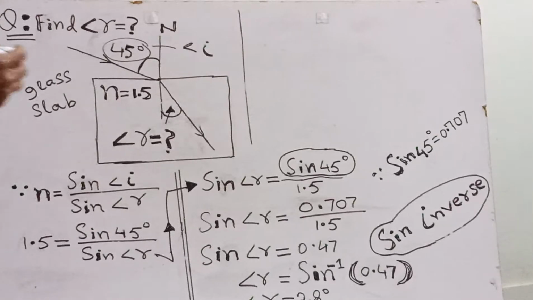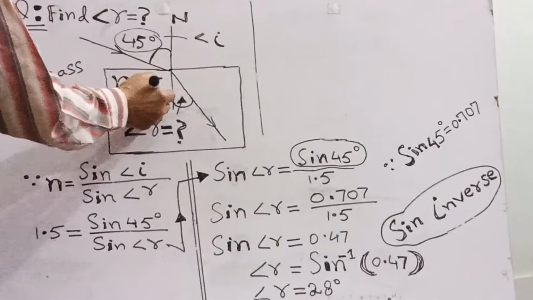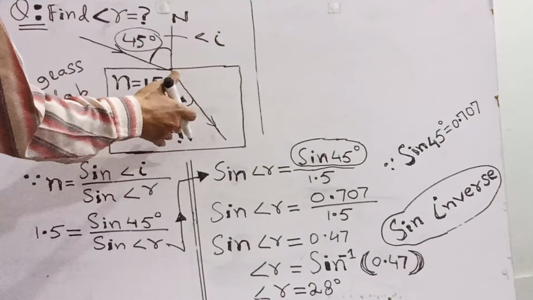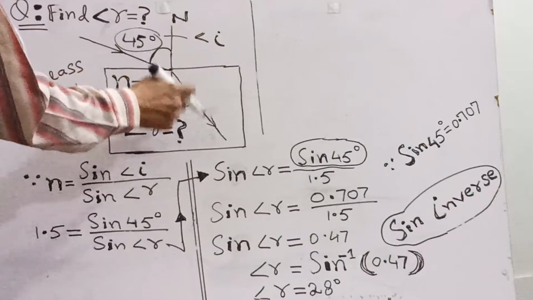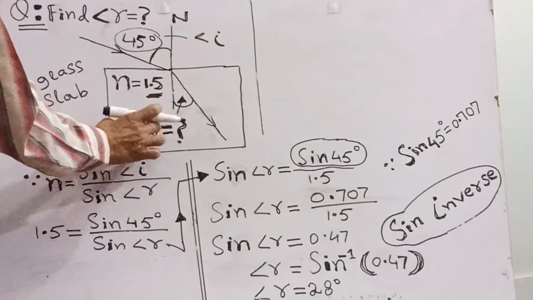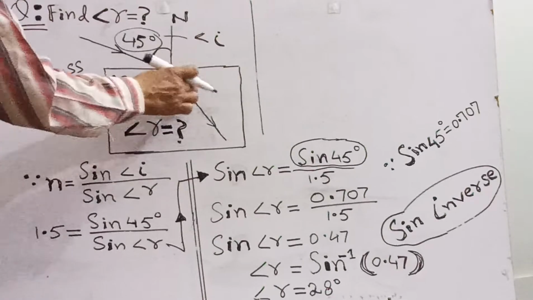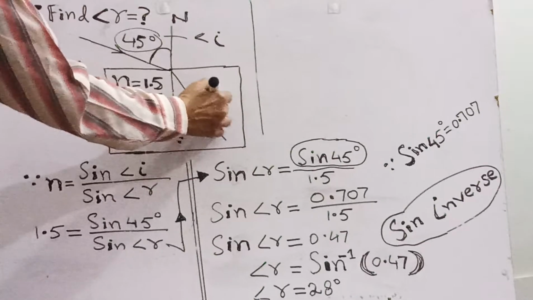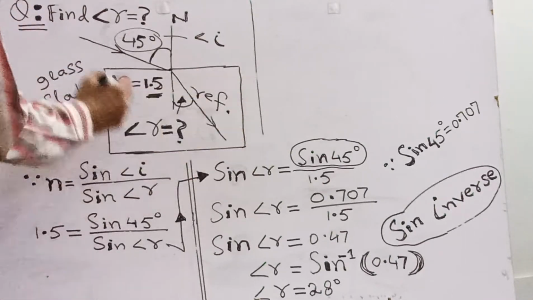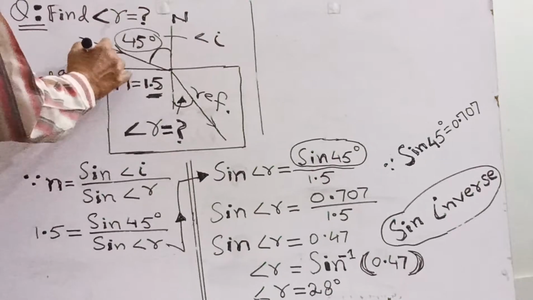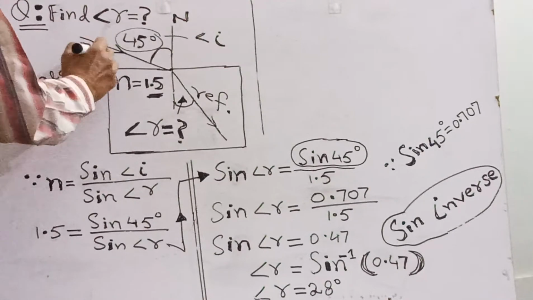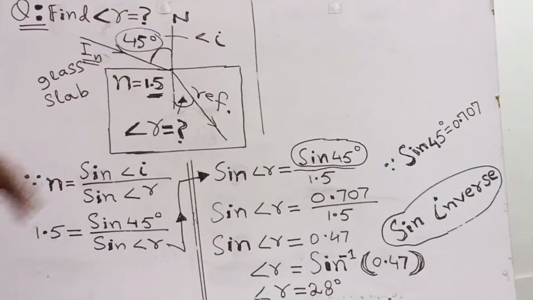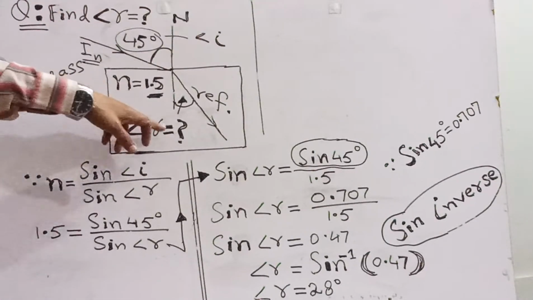And similarly, N is the refractive index of the glass, but the angle of refraction is not given. We are required to calculate or find out what the angle of refraction is, 10 degrees, 20 degrees, or whatsoever. So this is the angle of refraction. This is the refracted ray. REF means refracted ray, and IN means incident ray. Now how to calculate the angle of refraction?